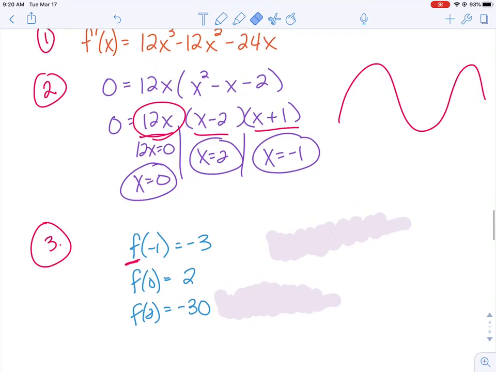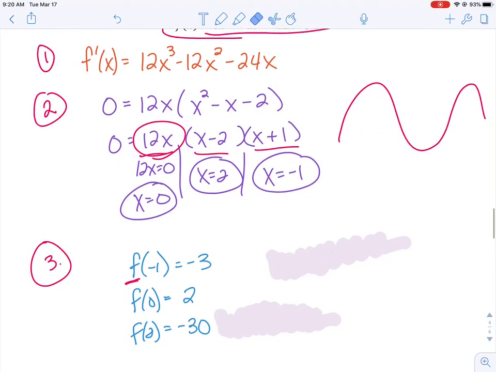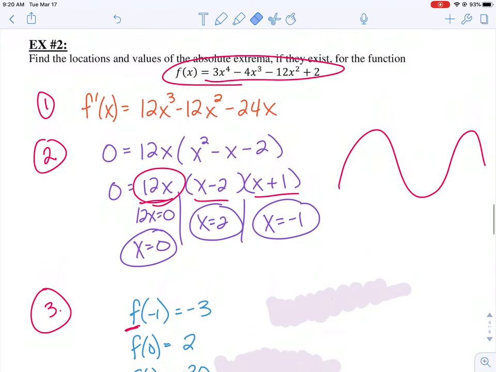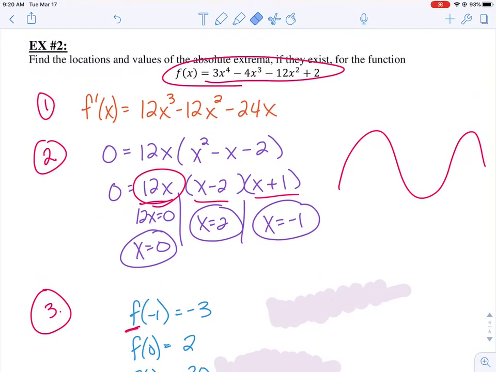I ended up getting negative 3, 2, and negative 30. Now, remember, who could be higher or lower than those critical numbers? The endpoints. But this one's kind of different. This is why I gave you this example, because the question doesn't actually give you endpoints. So what we're really trying to do is find the absolute maximum and minimum of the whole entire function.